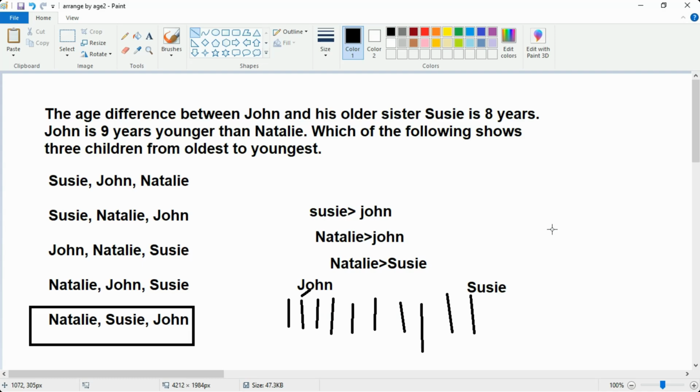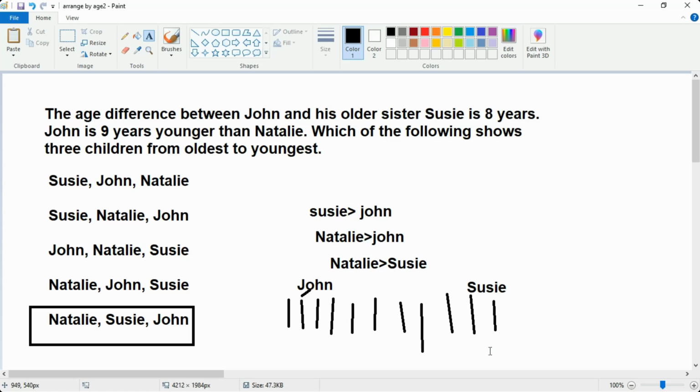That's John. And then we have Natalie. The problem statement says that John is 9 years younger than Natalie. That is, Natalie is 9 years older than John. So now between John and Natalie, we have to find nine older. We have put John here. Older is always rightwards, and younger we go leftwards. So one, two, three, four, five, six, seven, eight, and we have the ninth one missing. So we'll put nine, and this is Natalie.